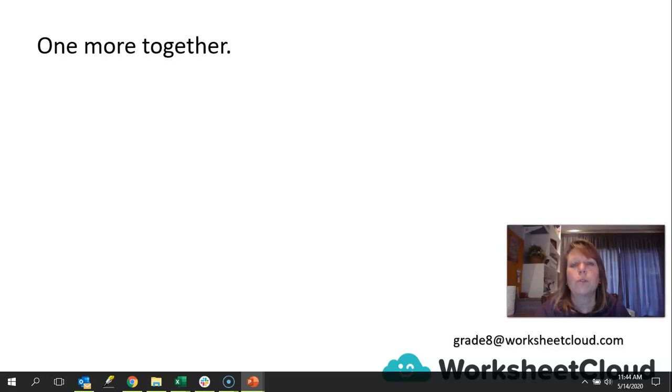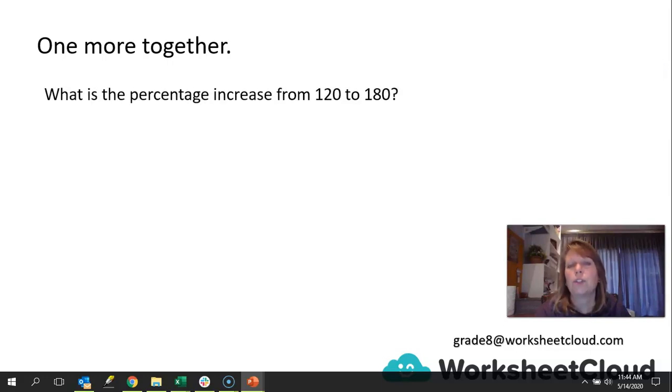Okay, here's one more together, and then you can try. So what is the percentage increase from 120 to 180? So we find the difference between the two by going 180 minus 120 all over 120 of 100.